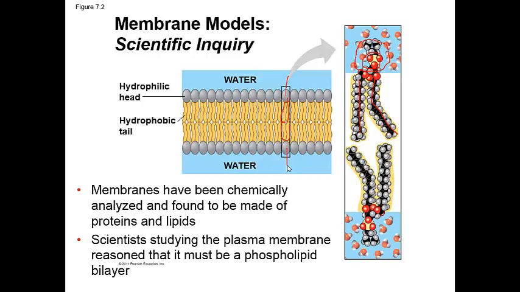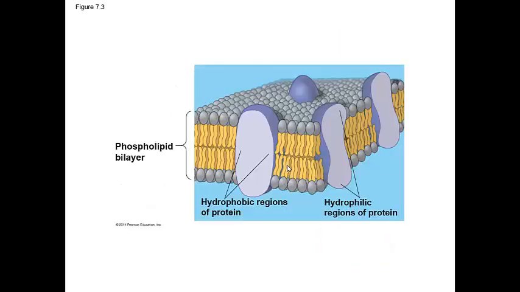The current model of the cell membrane is called the fluid mosaic model. When we use the term fluid, we're referring to these phospholipids. The mosaic aspect of the model of the cell membrane refers to the proteins that are embedded in the phospholipid bilayer. Here you see a picture of these proteins that span the entire cell membrane.